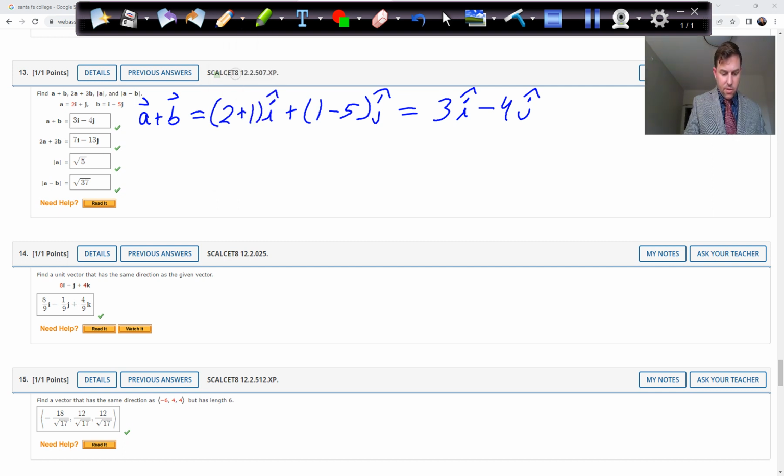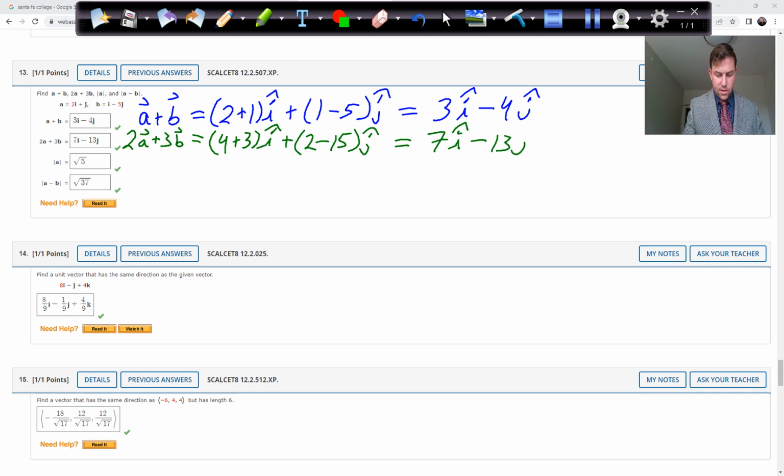Okay, now they want us to double a and triple b and then add them. So we're going to get double a would be 4, so 2 times 2 is 4, and then tripling 1 would be 3. So I had to triple the 1 in front of the i component of the b vector, and I had to double the 2, which is in front of the i component of the a vector, and I get 4 and 3. Plus, double the j component of a, which is just 1, so now it's 2. Plus, but it's actually going to be minus because it's a minus 5. Triple that minus 5, which would be minus 15 on the j. And we'll end up with 7i minus 13j.